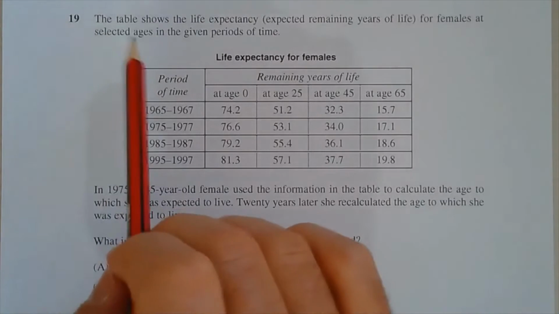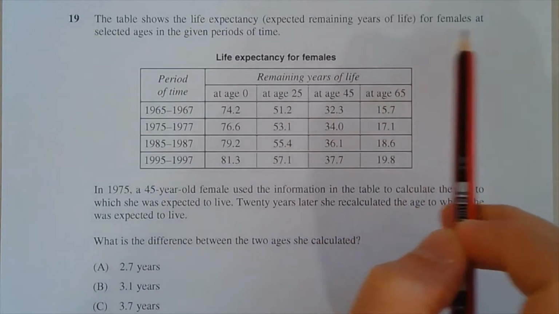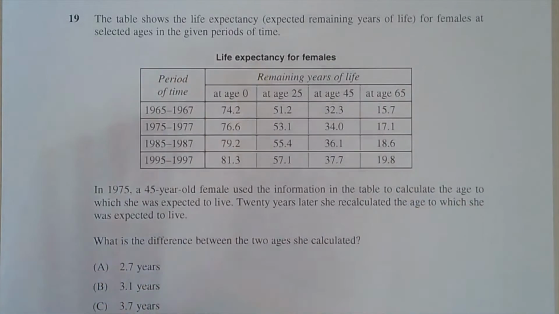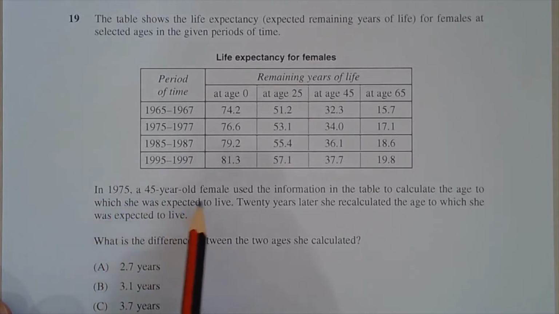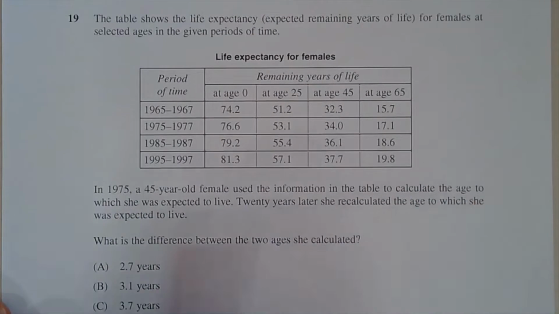Question 19. The table shows the life expectancy, expected remaining years of life for females at selected ages in the given periods of time. In 1975, a 45-year-old female used the information in the table to calculate the age to which she was expected to live. 20 years later, she calculated the age to which she was expected to live. What is the difference between the two ages she calculated?